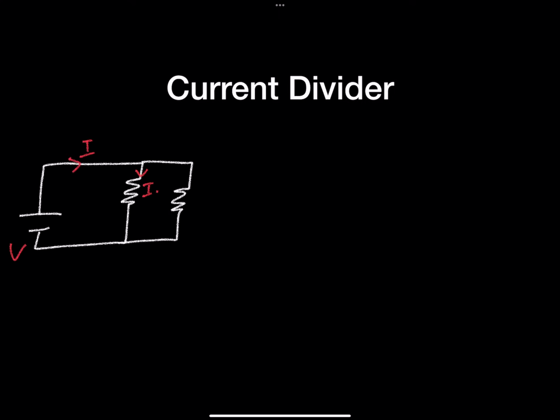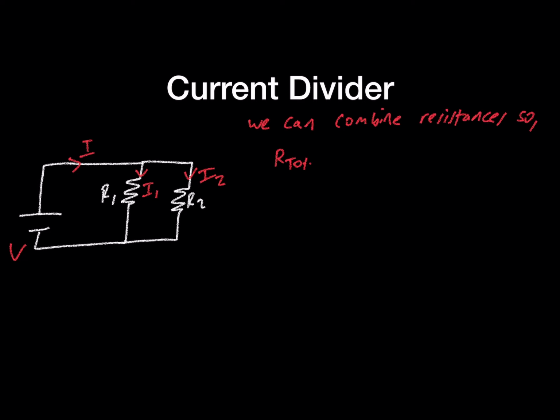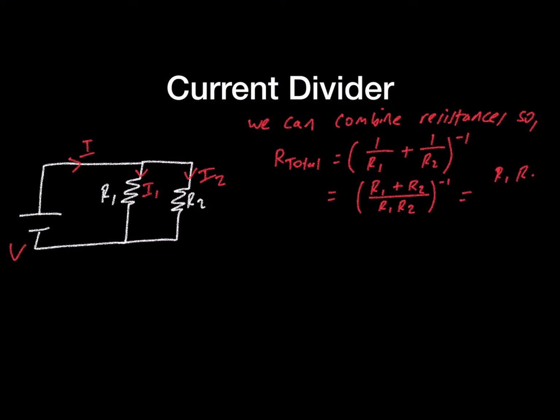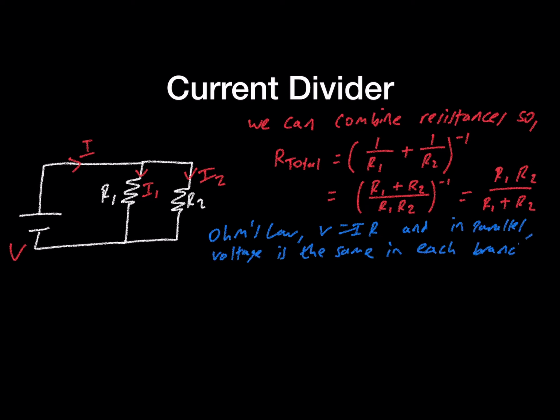The current divider makes use of a parallel circuit with two resistors, R1 and R2. Here, the total resistance is the inverse of a reciprocal sum. This can be proven in a later video. Once again, if we substitute in Ohm's law, then we can make use of algebraic manipulation to get into a more useful form.